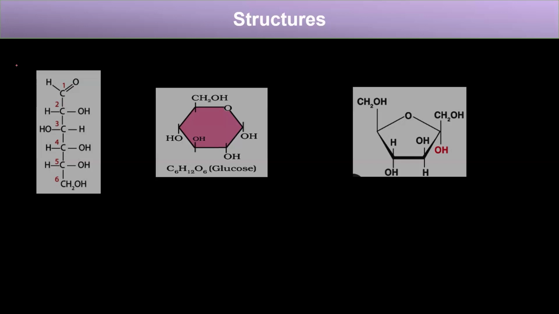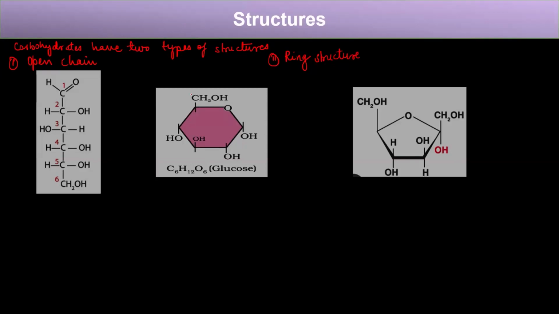So what we saw in the last class is that the carbohydrates or the sugars have two types of structures, right? The first type is open chain, and the example you can see here. So it is a linear chain structure. And the second type is the ring structure. Now, in the ring structure also, it has two types based on the type of ring. So we are seeing here two different types of ring, right? Okay. So first, let's see open chain.